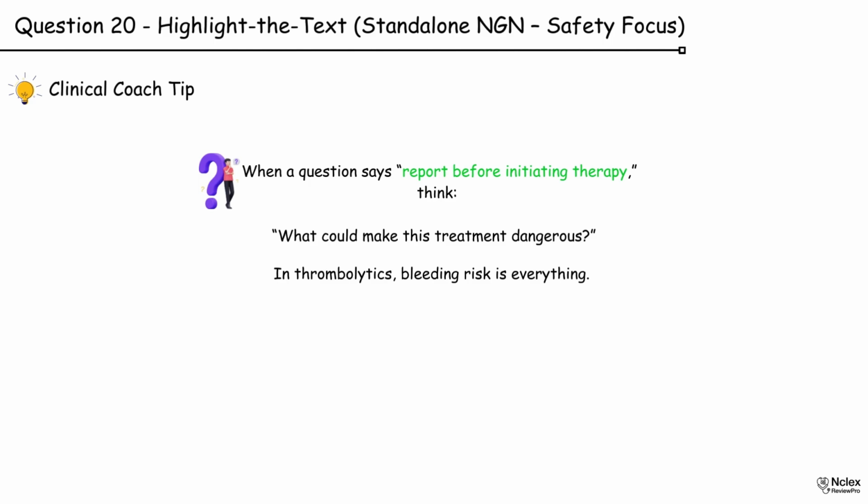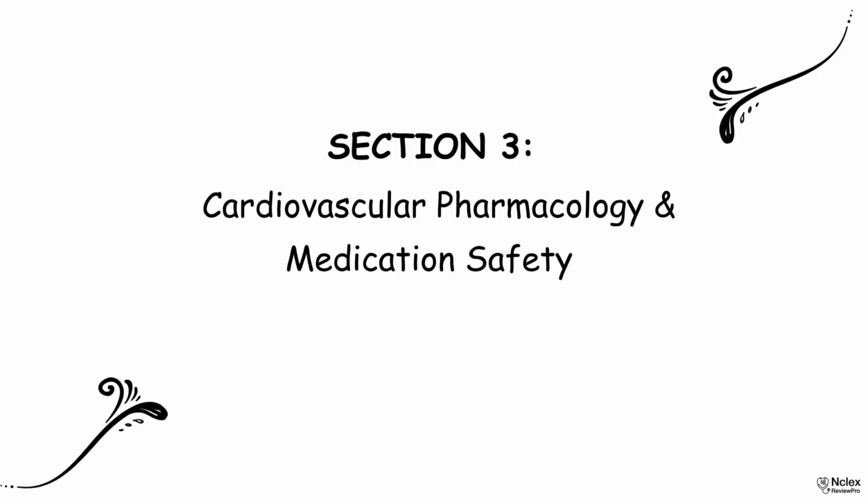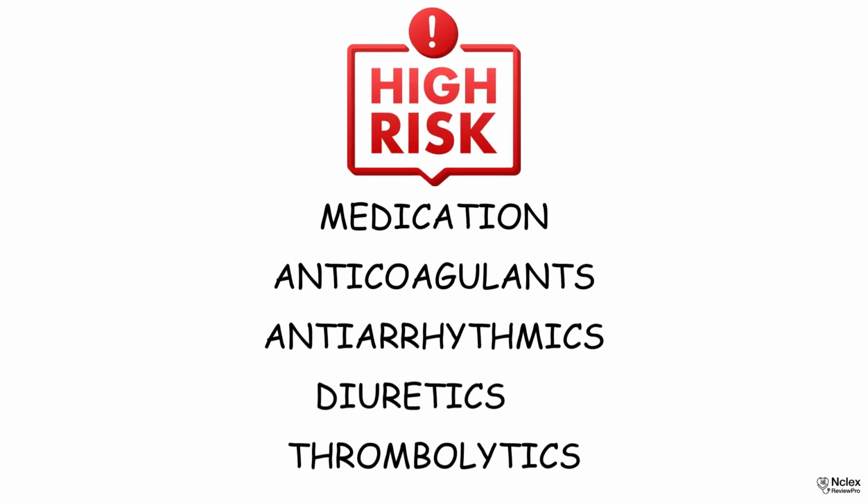All right, that completes Section 2. Next, we will move into cardiovascular pharmacology and medication safety. We are now moving into Section 3, cardiovascular pharmacology and medication safety. This section focuses on high-risk medications: anticoagulants, antiarrhythmics, diuretics, thrombolytics.